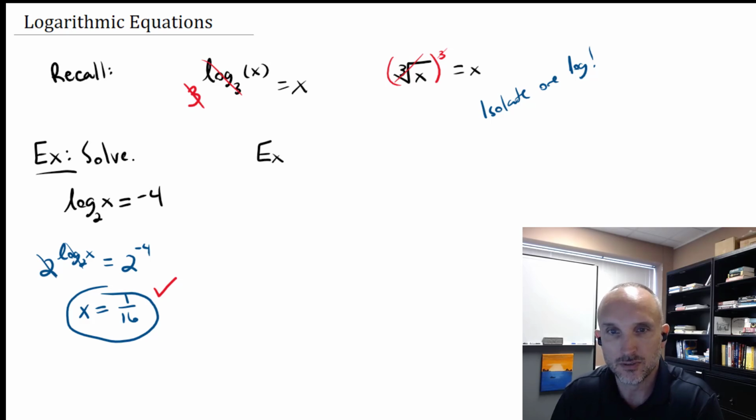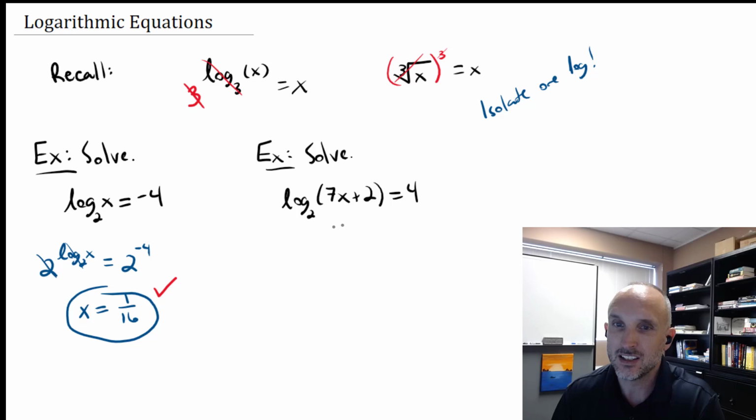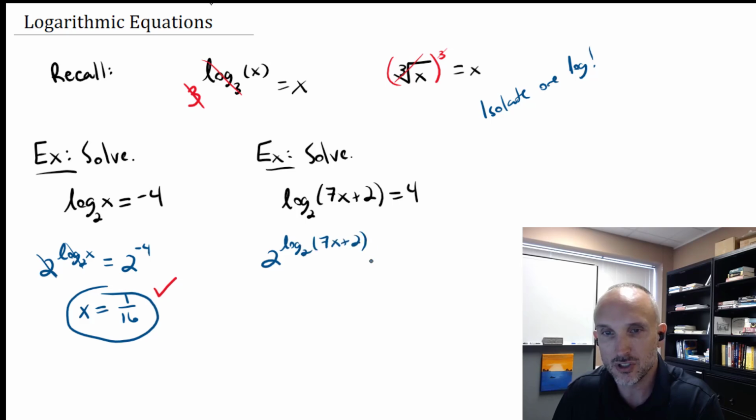Okay, let's try another one. How about log base 2 of the argument 7x plus 2 equals 4? Again, the log is isolated, so we can go ahead and undo it by applying a base of 2 again in this case. And if I do a base of 2 on the left side, I have to do a base of 2 on the right side.